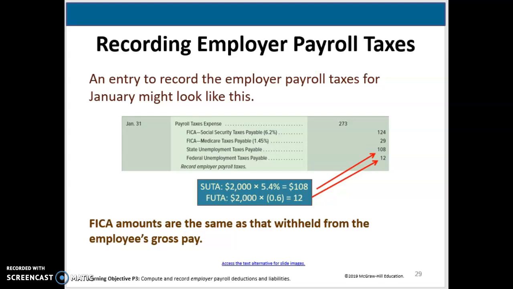In addition, we're required to pay the same amount of FICA Social Security and FICA Medicare. So if we go back to the previous example, we can see that FICA Social Security and FICA Medicare were $124 and $29. The same amount is being paid by the employer at this time.